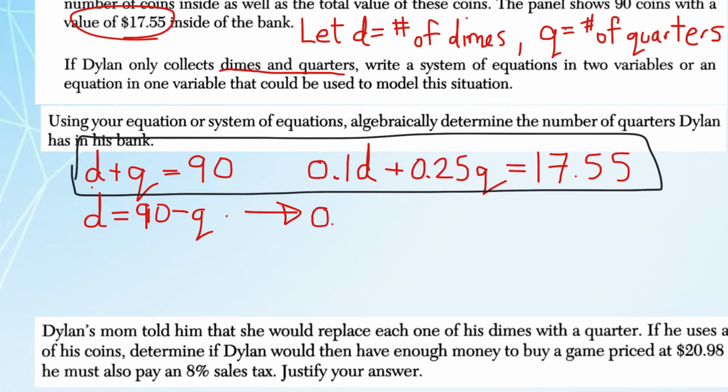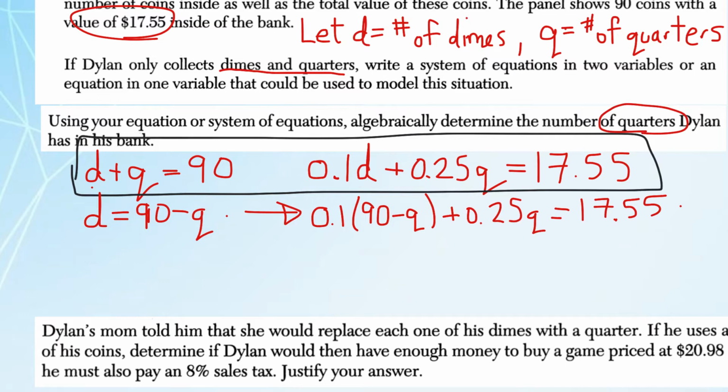Over here in this equation, I'm going to replace D with that. So it's going to be 0.1 multiplied by (90 minus Q), plus 0.25Q, equals 17.55. Now this actually worked out quite well because we've got an equation with only one variable, Q, and that's the variable we're trying to solve for, the number of quarters.